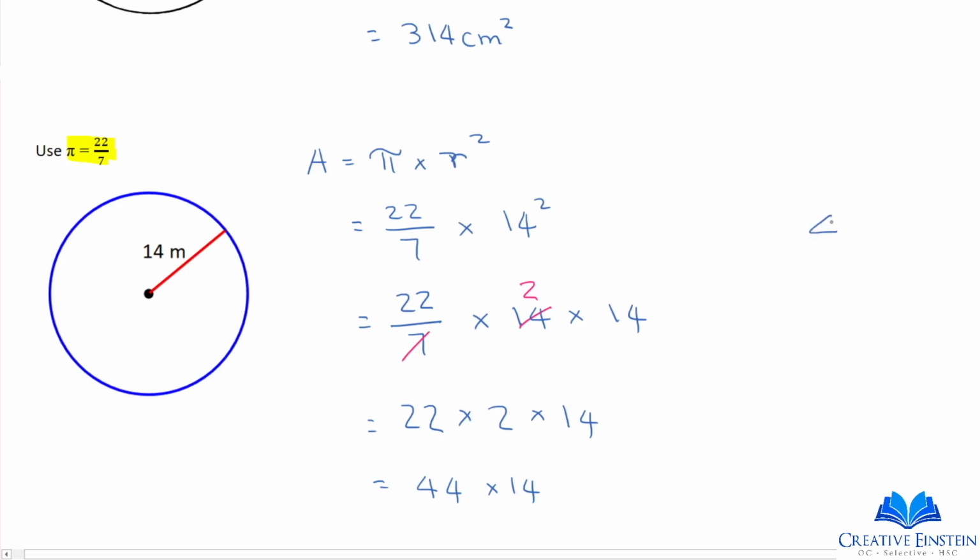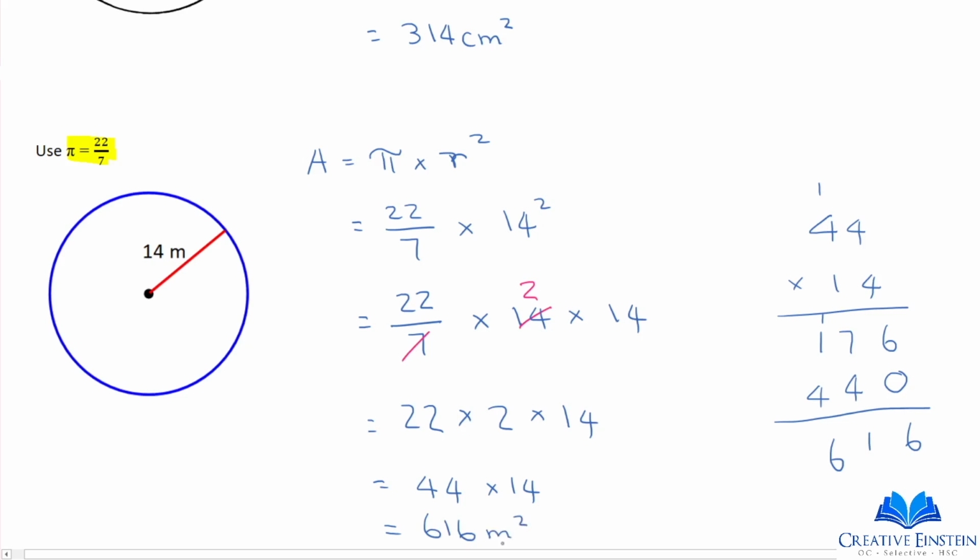So let's do that. 44 times 14. 4 times 4 is 16. 4 times 4 is 16 plus the 1 carried over. Plop our 0 down. 1 times 4 is 4. 1 times 4 is 4. Got 6, 11, 6. So our answer is 616 square meters.